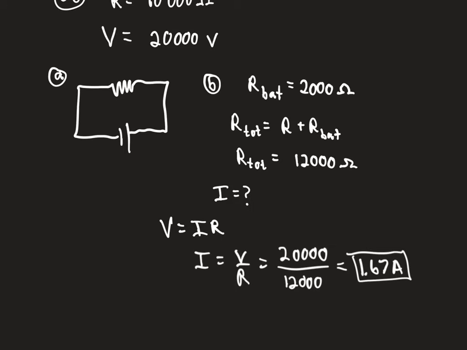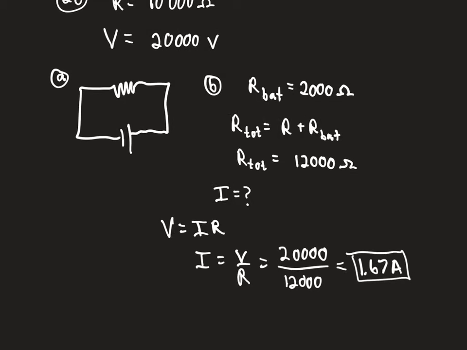My suspicion is the tricky part of this problem is knowing what internal resistance actually meant, and knowing that you had to add that to the person's resistance to get the total resistance, and then this is relatively straightforward, I hope. Next part of the question, part C, what is the power dissipated in his body?